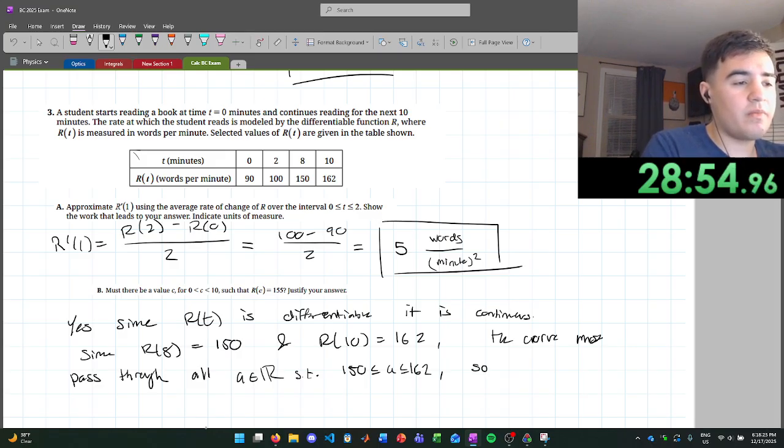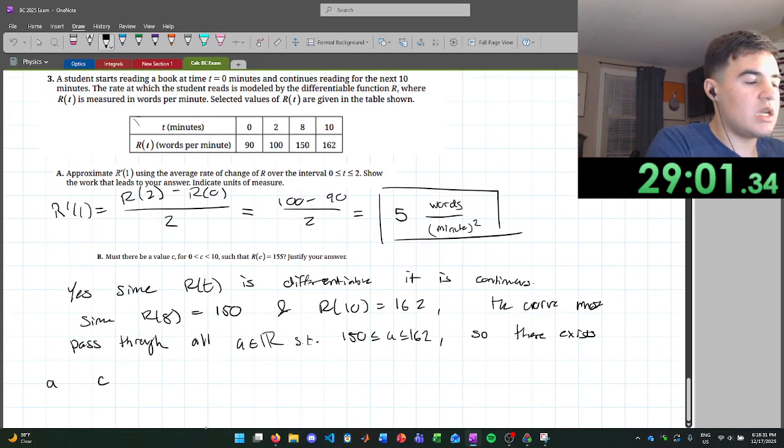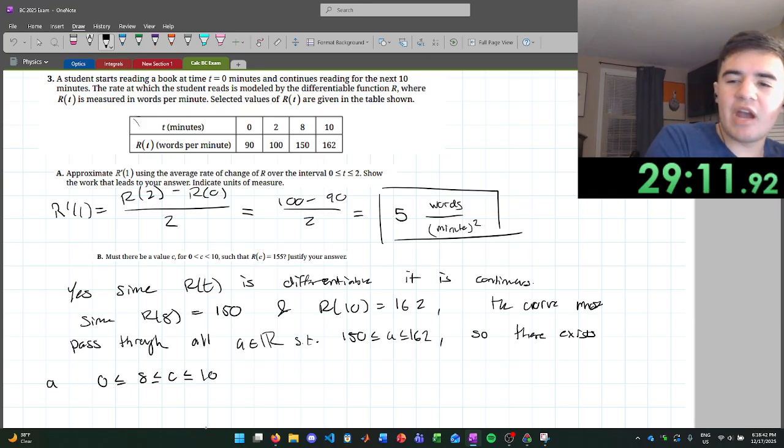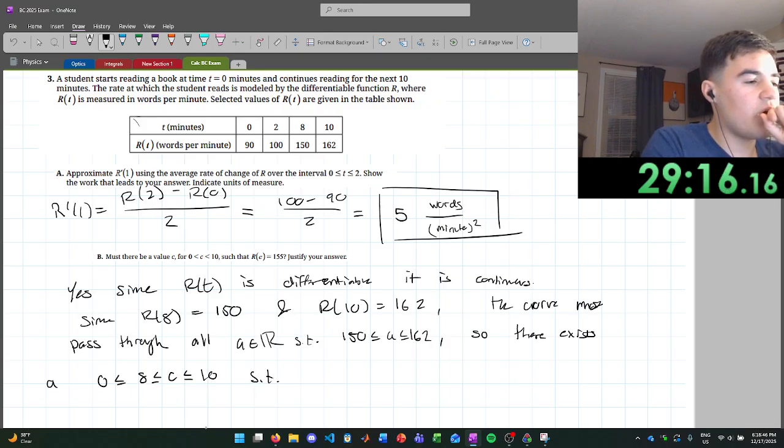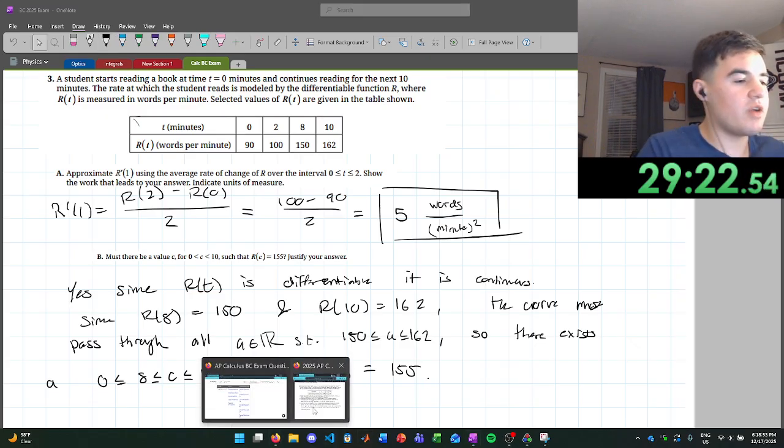So there exists a c, and I want to specify that it's between 8 and 10, such that r of c equals 155. We got a more specific answer than they wanted, but it's fine. Sure, that looks good enough.